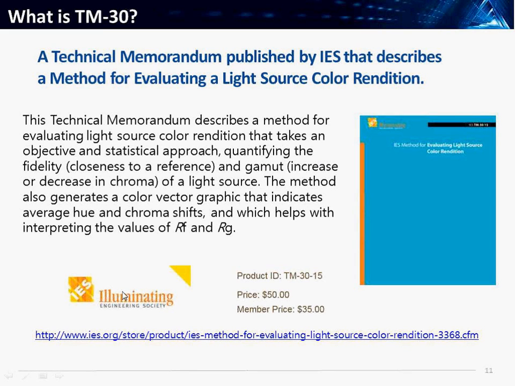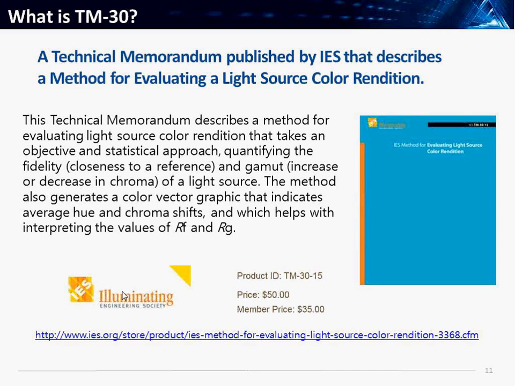TM30 is set to do what it's trying to improve on the CRI and come up with better measurable things. So what does TM30 mean? Well, it's Technical Memorandum number 30, and it's published by IES, and it's for evaluating a light source color rendition.